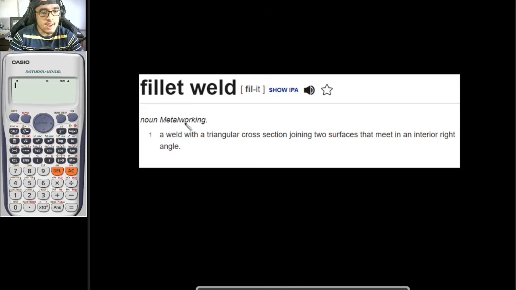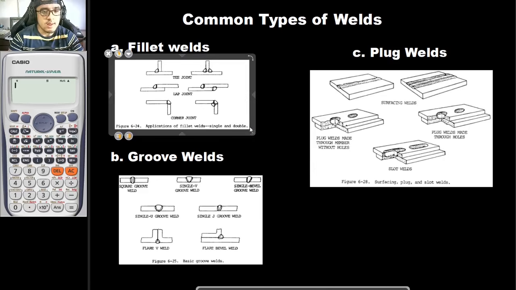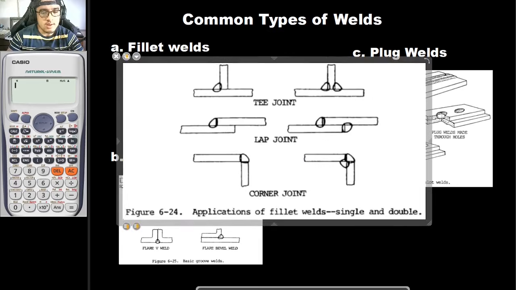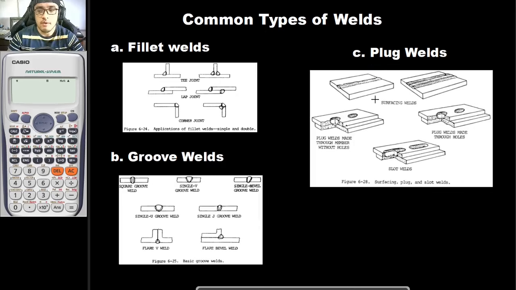Since we are already here, as per the definition by the dictionary, a fillet weld is a weld with a triangular cross-section joining two surfaces that meet in an interior right angle. As you can see here, if I resize this one, this is your connection, and your connection formed a right angle right here. That is according to the definition from the dictionary. This is the most common type of weld, which is fillet welds, and in this video, we would be focusing on this.